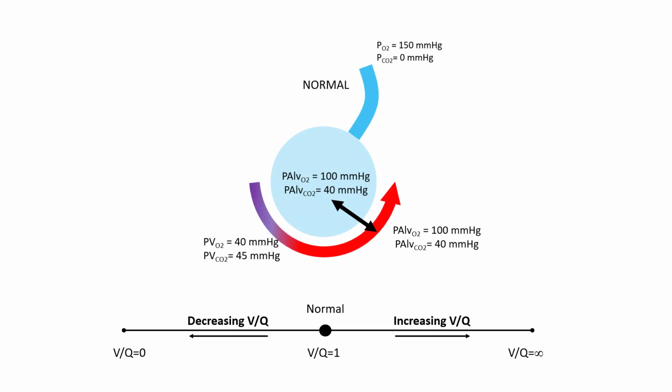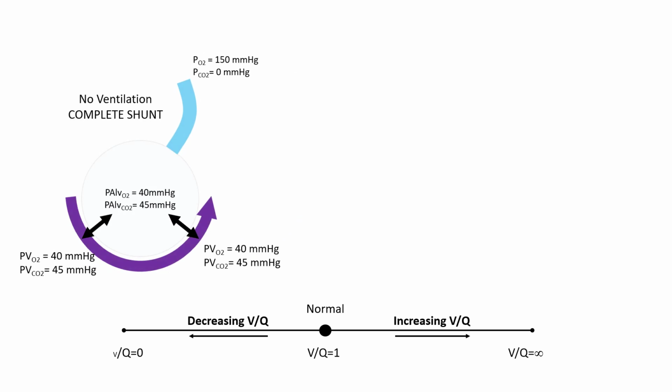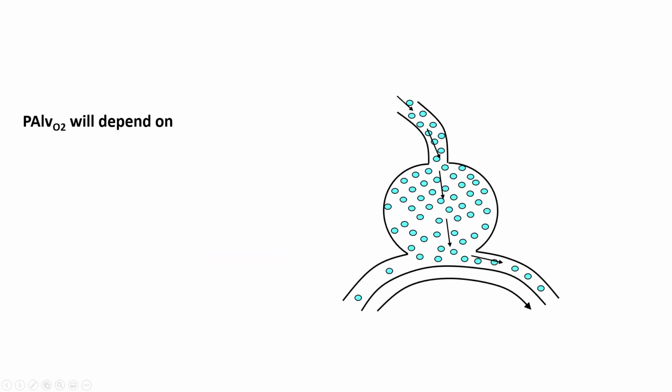In a normal alveoli, the P alveolar O2 is around 100 and P alveolar CO2 is around 40. As your VQ ratio decreases further, your P alveolar O2 drops further and your PCO2 increases. And by the end, when you reach VQ of 0, there is no ventilation to this area, but there is still perfusion. So your O2 and CO2 will match the O2 and CO2 of the mixed venous blood. This is a complete shunt.